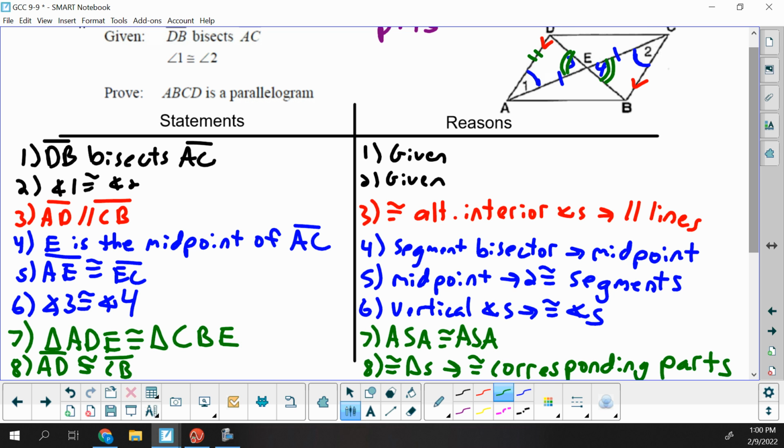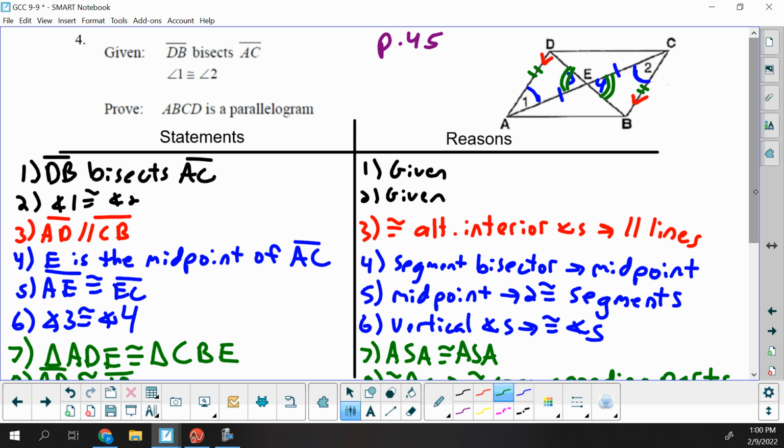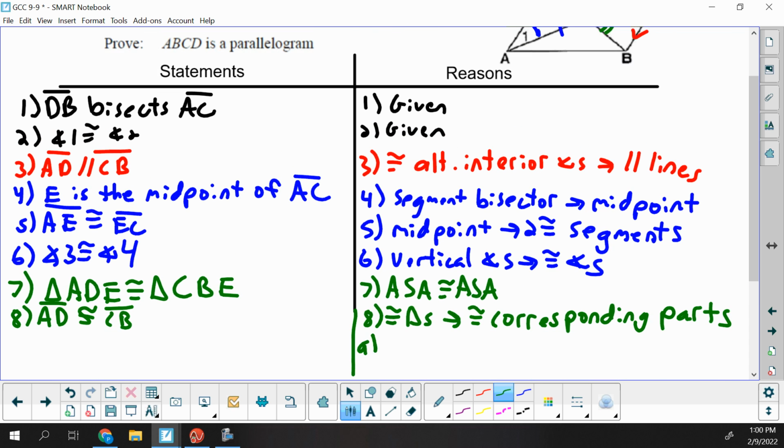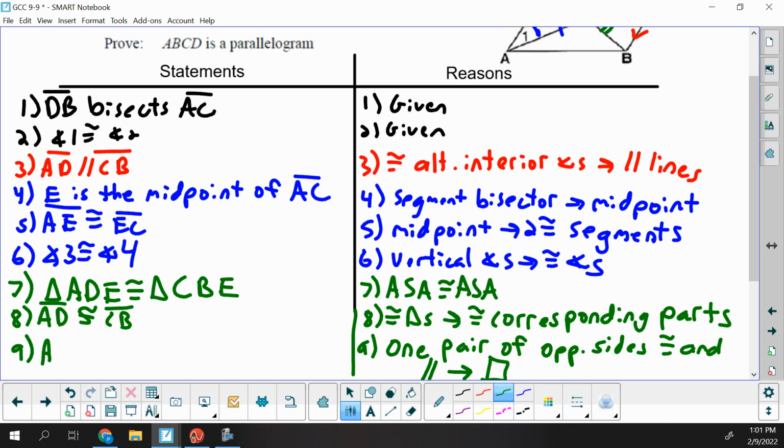We said it was congruent in our proof, so we can mark them congruent in our picture. Notice we have one set of opposite sides now marked congruent and parallel. So we're ready to finish this off. We can say one pair of opposite sides congruent and parallel implies parallelogram. And our statement will just be what we wanted to prove: ABCD is a parallelogram, and feel free to use our little parallelogram symbol instead of writing out the word parallelogram.